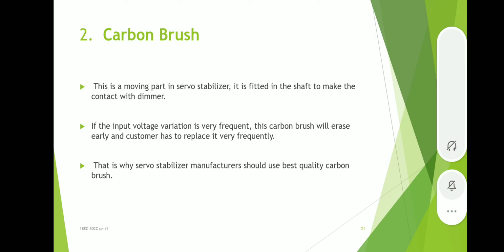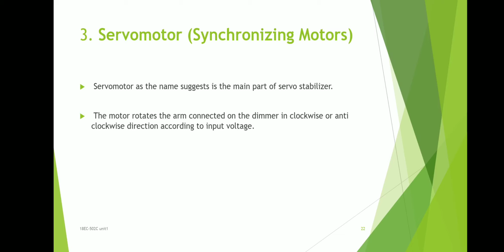Next, the synchronizing motor, the servo motor. It is the main part of the servo stabilizer. The name itself, servo motor and servo stabilizer. This motor rotates the arm connected to the dimmer or auto transformer based on the required output. That means this motor rotates clockwise or anti-clockwise to vary the windings of the auto transformer according to the input voltage.